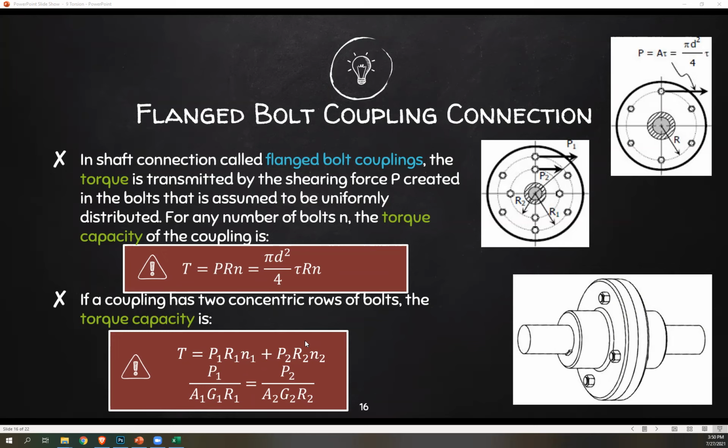Now the relationship between P1 and P2 is the following: P1 over A1 G1 R1 equals P2 over A2 G2 R2. So for example, if you're only given the shear force in one concentric row, to get the shear force, or P, in the other row, you'll use this equation. Again, P is your shear force parallel to your bolt, A is cross-sectional area, G is shear modulus, and R is radius. And this is a 3D view of what coupling connections look like.